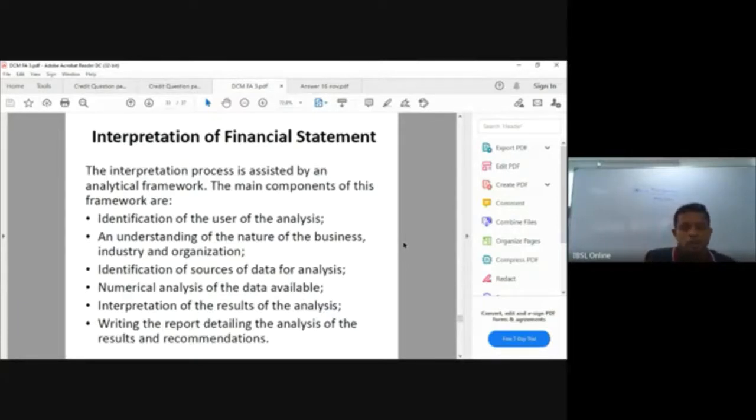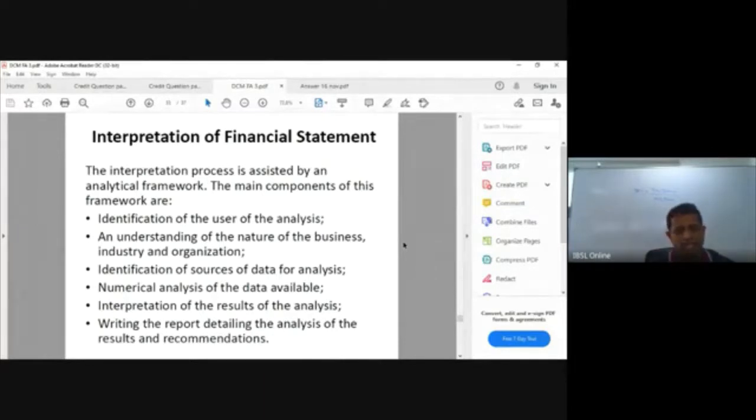If you are putting papers to the board, then you cannot talk about different lengthy things on the client, right? It should be very specific. The board may not spend more than 2 minutes or 5 minutes on your particular credit paper. Therefore, in order to discuss the important salient points within these 2 or 5 minutes, if it goes to the board, you have to present it in that way. Therefore, the identification of the use of the analysis is very important before you write a credit paper. Then, an understanding of the nature of the business, industry, and the organization.